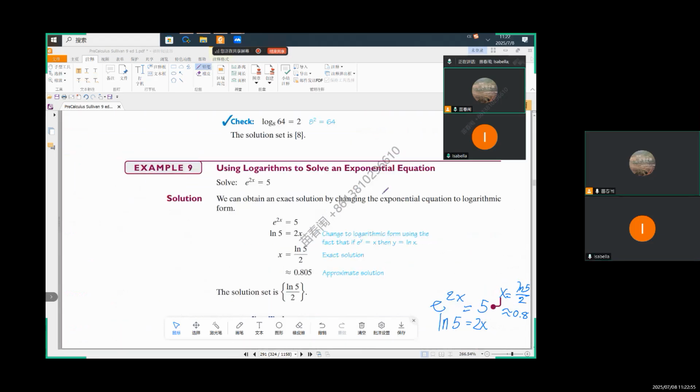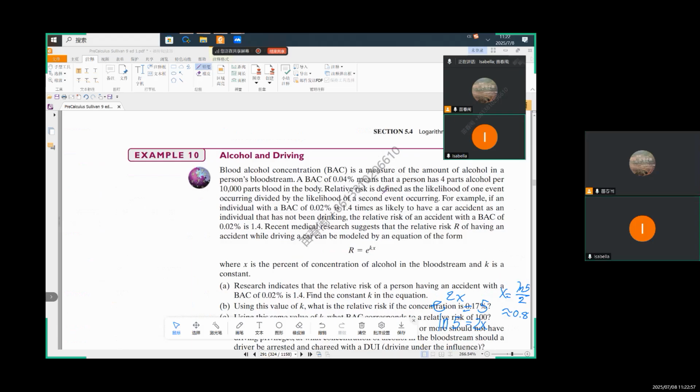Here is probably a word substitution problem, about blood alcohol concentration. Let's do one. Of course, there are too many word problems in this chapter. You don't have to do all of them. Several, maybe. Let's try one.